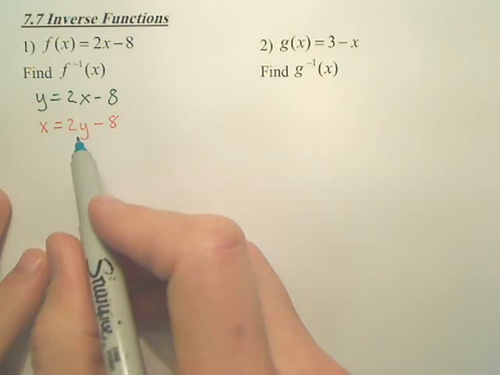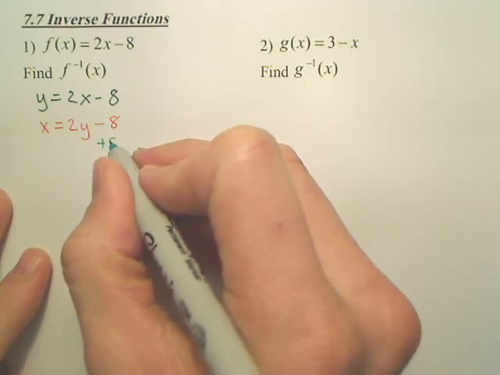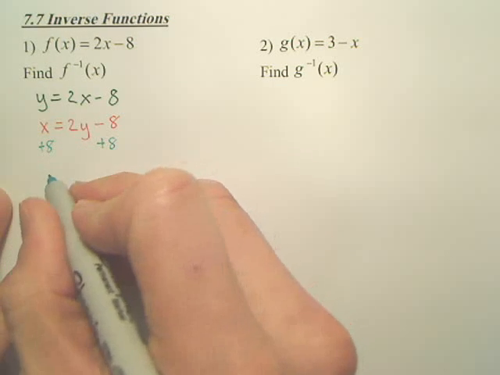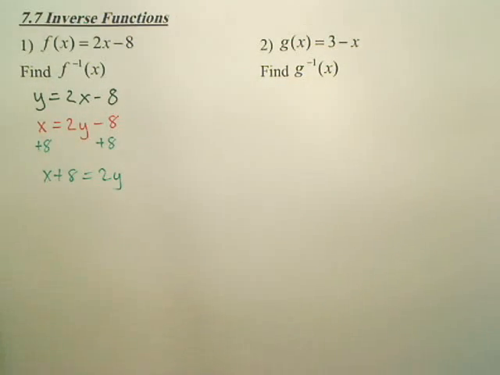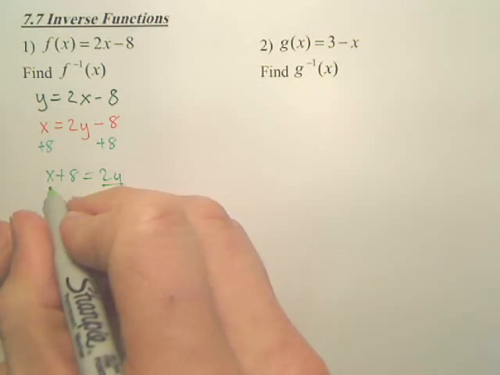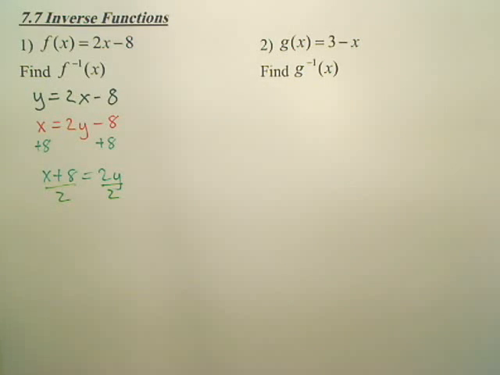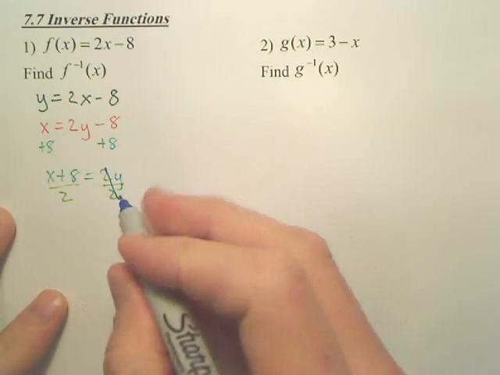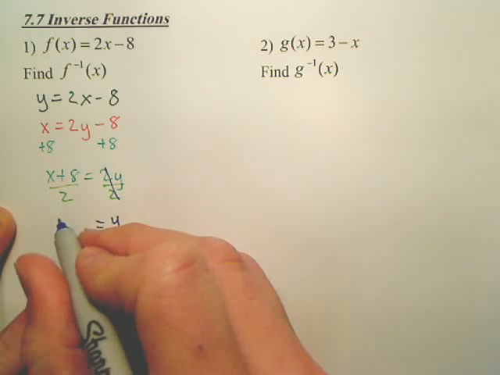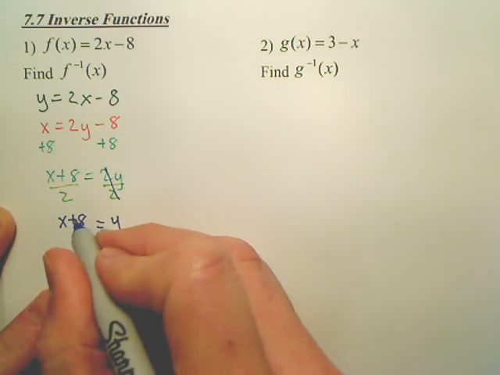So how to get y by itself? Add the 8 over. So I have x plus 8 equals 2y. Next I divide by 2. So I now have y equals x plus 8 over 2.